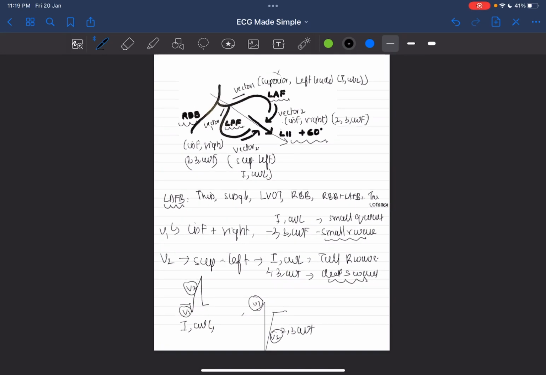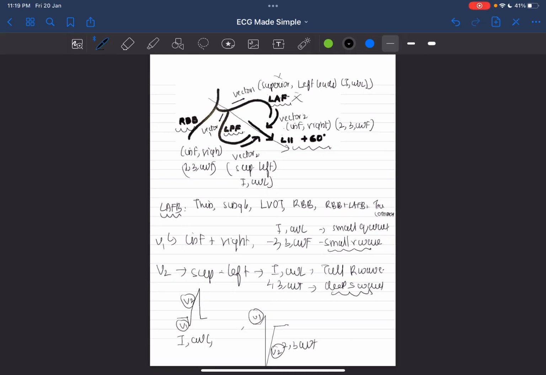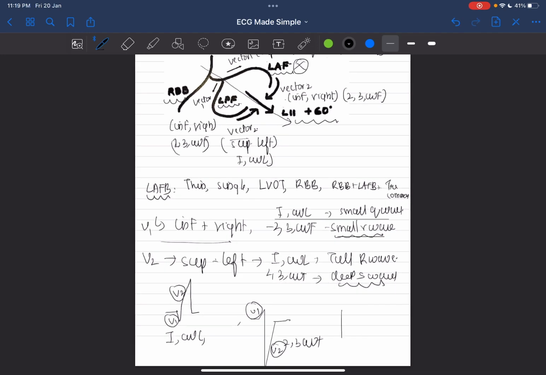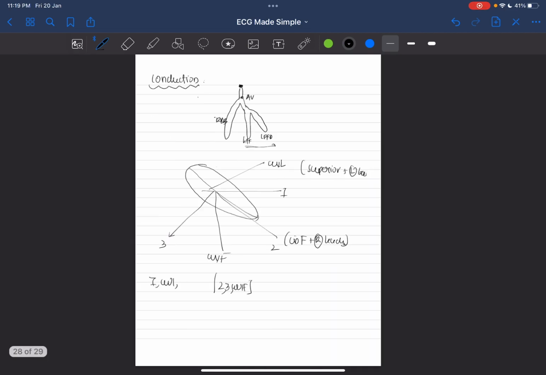You can see when the left anterior fascicle is blocked, the impulse is conducted only through the posterior fascicle, and your vector 1 is directed inferiorly and towards the right. So leads 2, 3, and aVF will have a positive wave, the R wave, and lead 1 and aVL will have a negative wave, the Q wave. Then when the main vector goes superiorly towards the left, the opposite happens: lead 1 and aVL will have a tall R wave and leads 2, 3, and aVF will have a deep S wave. These are the changes that are seen, and you obviously have a left axis deviation. Because of this finding, we have a left axis deviation. So all four findings of LAFB are explained here.